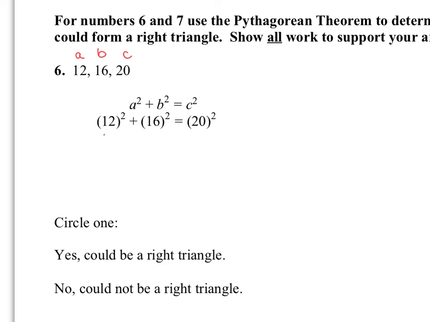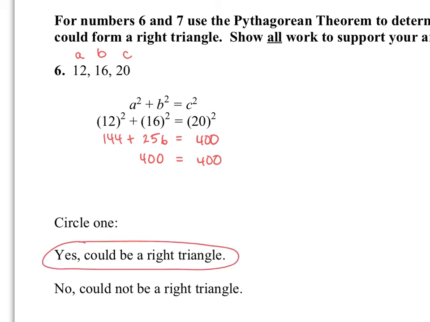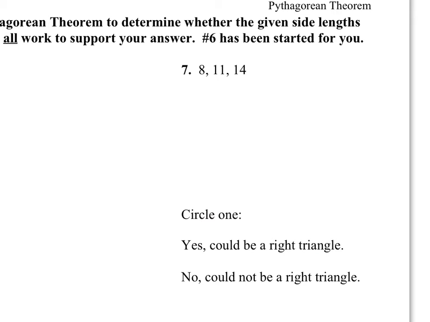12 squared would be 144, 16 squared would be 256, and 20 squared would be 400. 144 plus 256 is going to equal 400. And since the Pythagorean theorem worked, that would mean that yes, in fact, these 3 sides could form a right triangle. On example 7, we're going to set it up in a similar way.